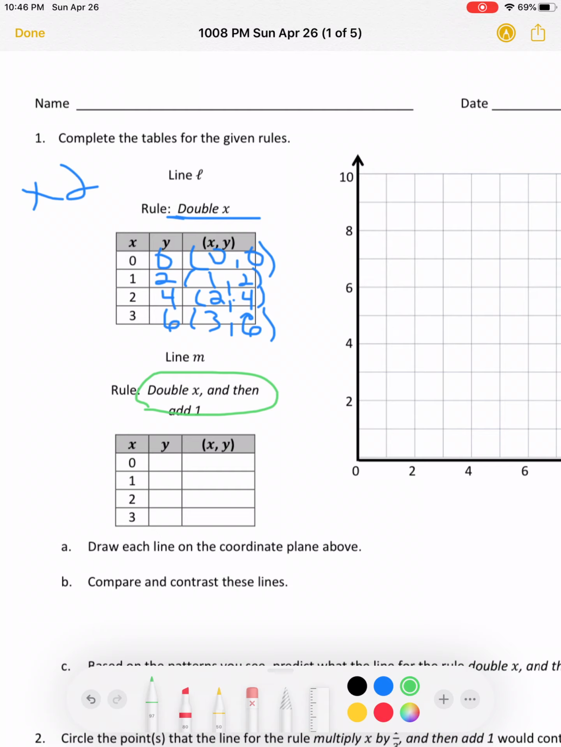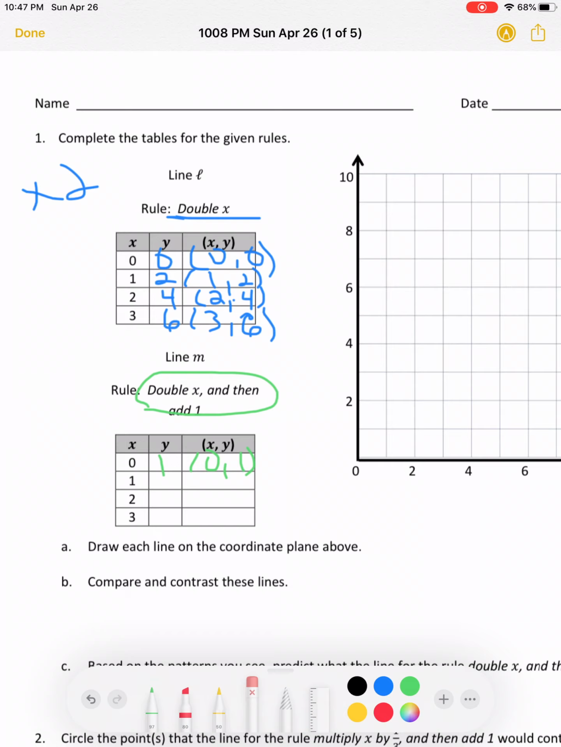When x is 0, we can do 0 times 2 plus 1, or we can say 0 plus 0 plus 1. 0 plus 0 is 0. 0 plus 1 equals 1. Good. So when x is 0, y is 1. That's their relationship. So here, let's write our coordinate pairs. 0, 1. Okay. Let me erase, give myself some room.